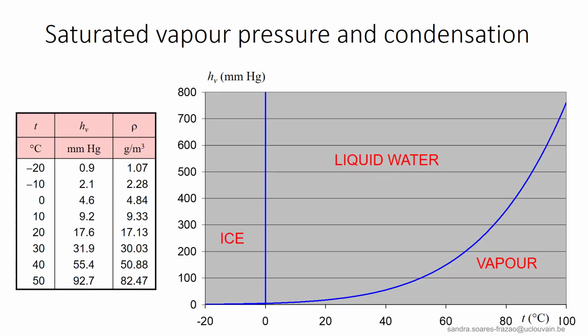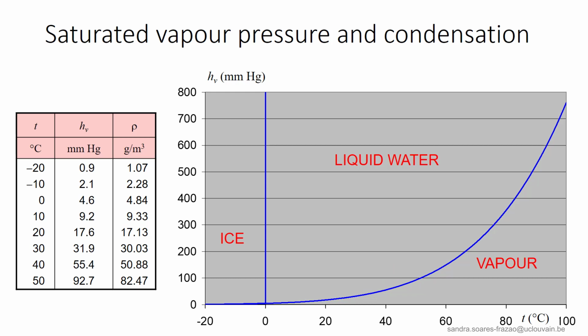The variation of specific mass of water with temperature explains the key mechanism of rain formation, that is condensation. For example, if the temperature decreases, less water can be present under the form of vapor in a given volume of air, and the excess water becomes liquid.